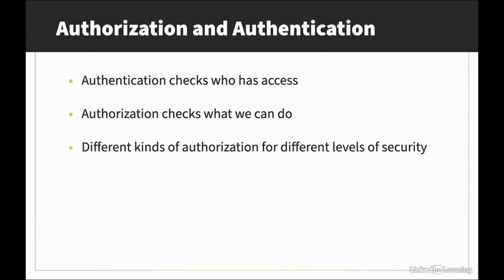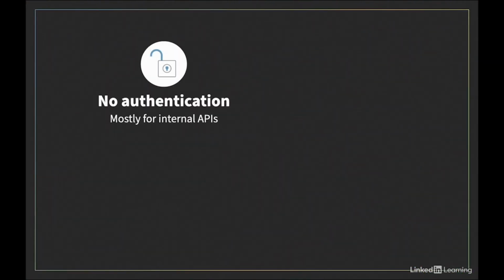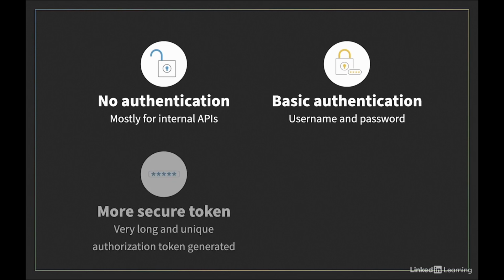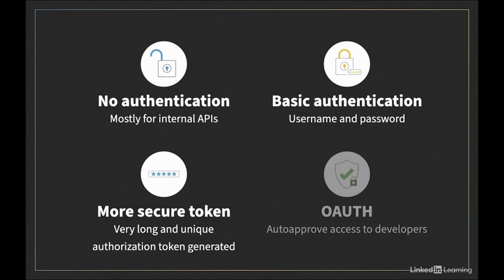There are four common types of API authentication. So, in some scenarios, there is no authentication at all, typically for internally used APIs. Basic authentication sends the username and password with every API call. And when we want to keep it more secure, we use API key authentication to generate and send very long and unique authorization tokens with every API call. And the last one is to auto approve access to developers using OAuth.